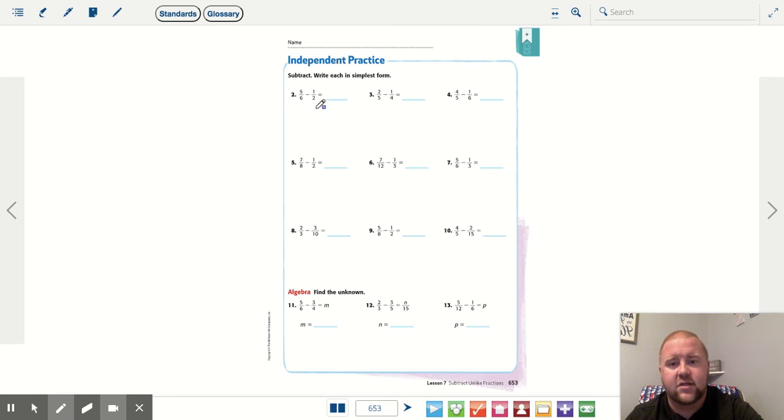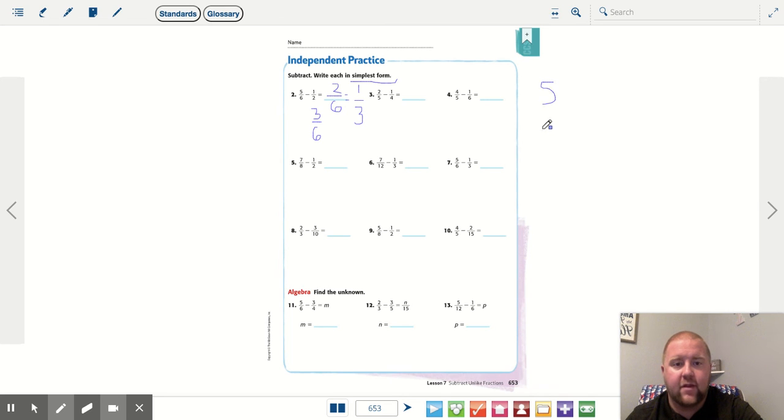6 and 2, our common denominator is going to be 6. So I multiply this by 3, so I multiply the numerator by 3, and I get this. 5/6 minus 3/6 is 2/6. Now, again, simplest form. So 2 and 6 can both be divided by 2, so that's going to give me 1/3.